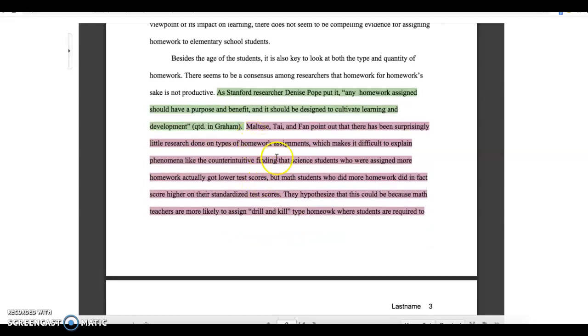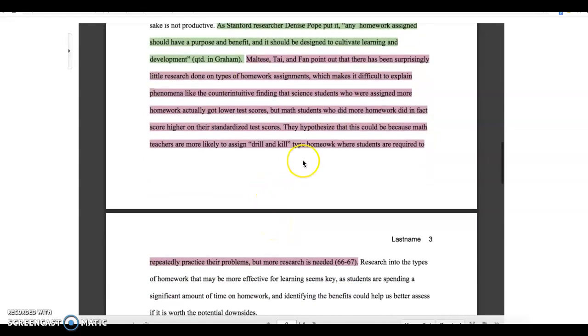Look at this passage here where there's a lot of great information from this source by these three authors, Maltese, Ty, and Fan, but this writer is paraphrasing. This writer is taking that information and putting it into her own words. And remember, when you paraphrase, it's entirely your own words and your own sentence structures. You really have to understand the passage well enough to completely paraphrase it originally with the citation at the end.